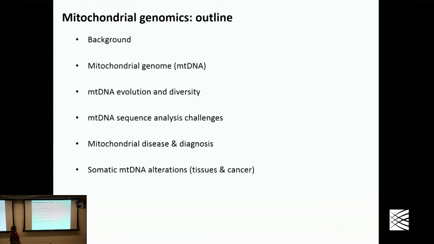Now I'll go into the genomics. I'll give you a history of mitochondria and then talk a lot about the human mitochondrial genome, then a little bit about how this evolved in eukaryotic evolution, some of the technical challenges of analyzing the mitochondrial genome because it's different from the nuclear genome, a big chunk on mitochondrial disease and how we diagnose it. And if there's time, end with somatic mitochondrial changes in tissues and in cancer. Any questions before we get started?